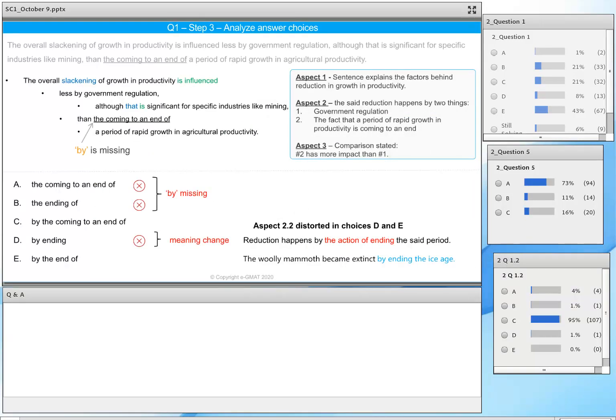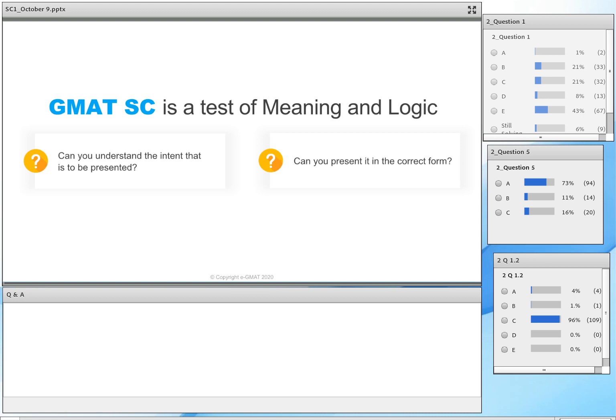But in choice B, we have by ending. And this is exactly the same example. The woolly mammoth extinct by ending the ice age. That's illogical. In the same way, we cannot say the overall slackening of growth in productivity is influenced by ending a period of rapid growth. The slackening of growth is not ending anything, or there is no other person involved in ending that period. And so choice B, although it is grammatically correct, totally changes the intended meaning of the sentence. Completely makes it illogical. Same happens with choice E also.